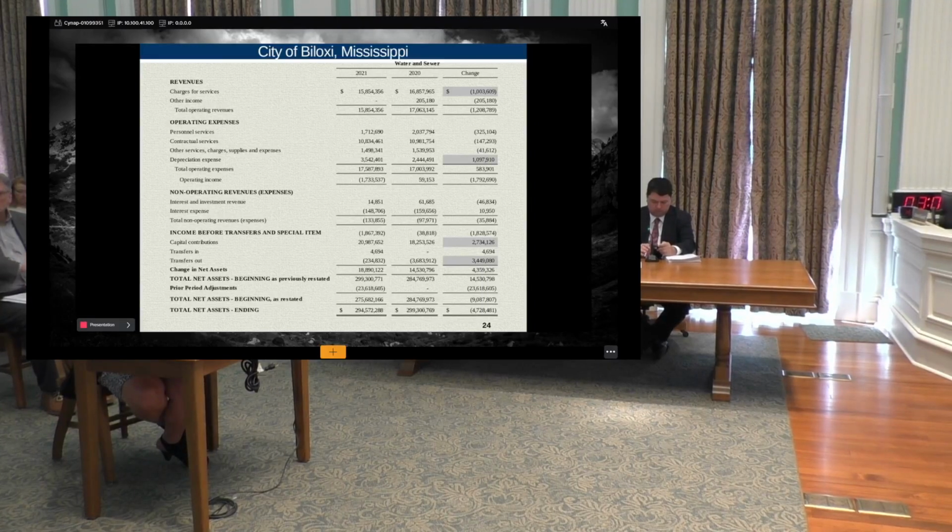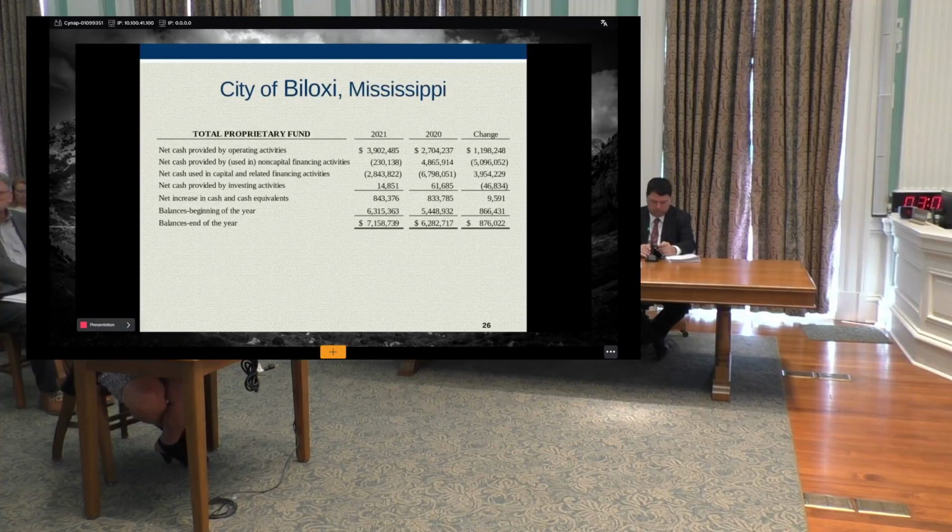Your water and sewer fund is required to have a cash flow statement. Overall, you brought in $3.9 million in cash from operating activities, and you used $2.8 million in financing activities. You ended with an overall increase of $844,000.